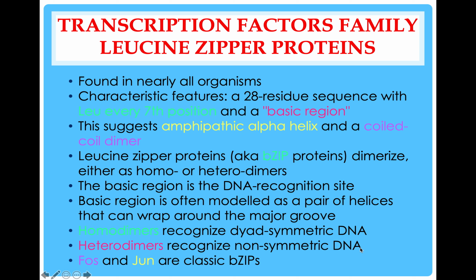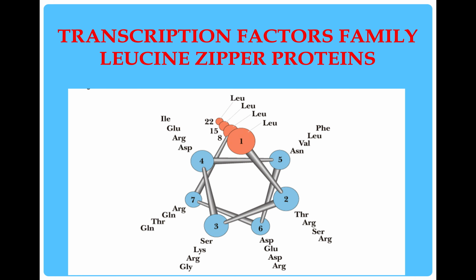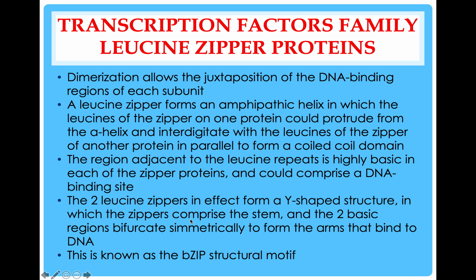So apart from that, okay, B-zips are also referred to sometimes by their own names, okay, kind of like if you see, okay, in certain papers, when people refer to FOS or JUN, okay, they are classic B-zips. So more or less, this is the structure of the leucine zipper protein, kind of like nice, right, okay, in terms of its structure.